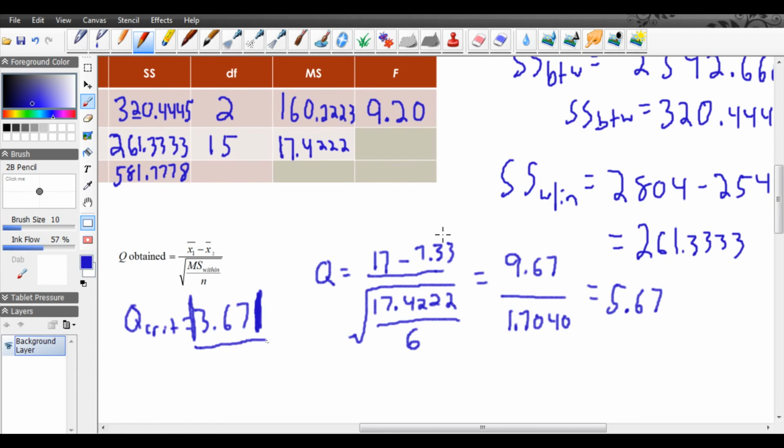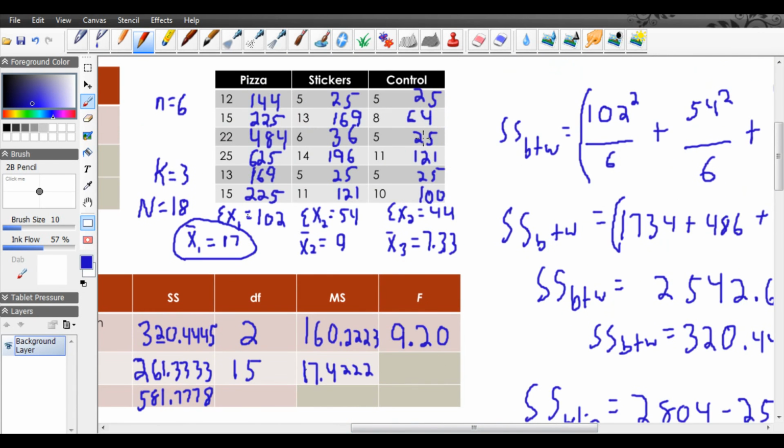So we can reject the null hypothesis and say that there is a significant difference between those conditions. So what we can say is that the pizza group read significantly more books than did the control group. So now let's compare the next largest difference. So going back and looking at our means, we'll compare the pizza group and the stickers group.